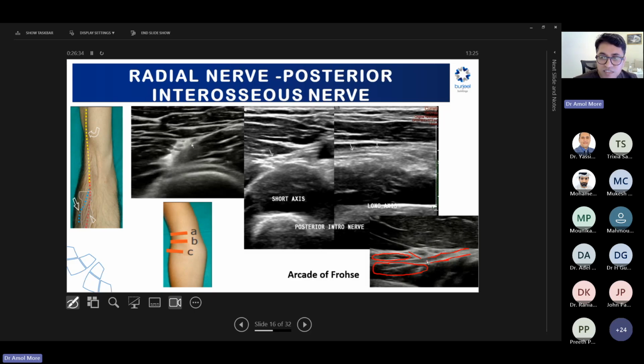We have to assess this entrapment on dynamic evaluation with ultrasound at this level. If we do pronation and supination, we can evaluate the entrapment of the posterior interosseous nerve at this level, which is nothing but the arcade of Frosch.